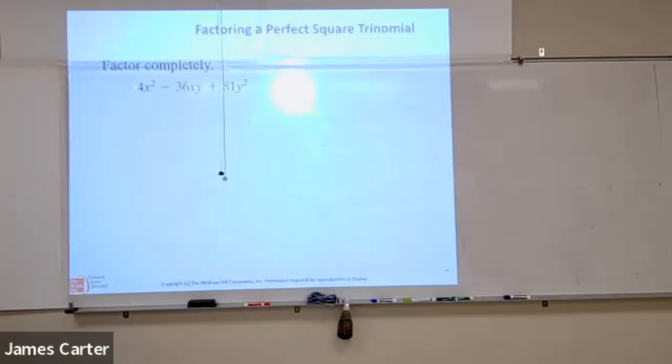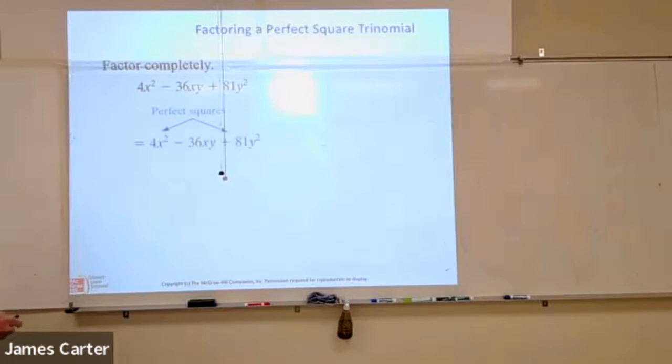Okay, this one, perfect square on the front, perfect square on the back, both in letters and numbers. Now let's check the middle. The first term here would be 2x. The last term here would be 9y, right? So the middle term, we would need 2 times 2x, which gives us 4x, times 9y, and 4 times 9 is 36, and the y.